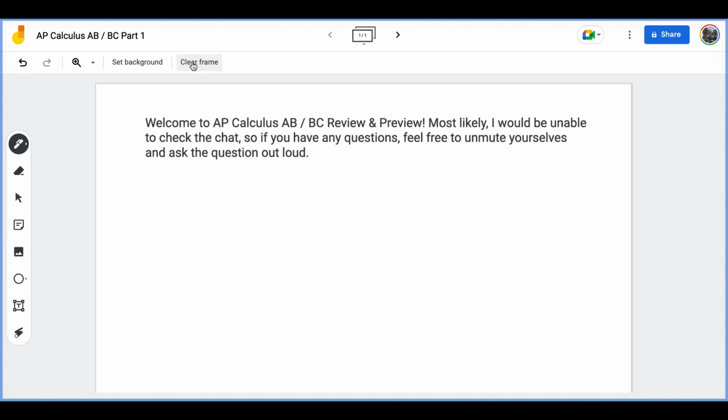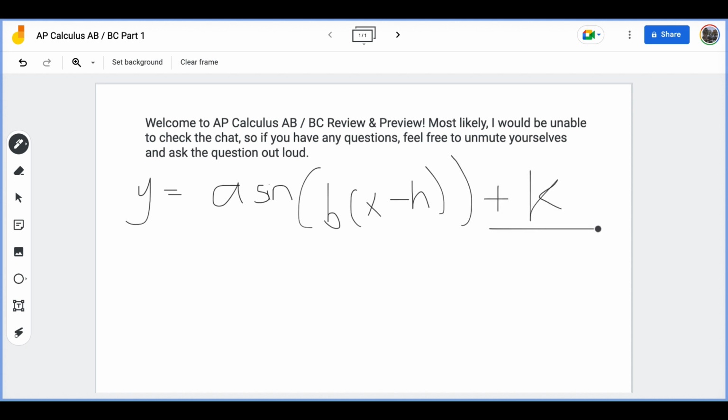And finally, trigonometric functions. The only thing I'm going to talk about here is the transformations of the graph. So we have y, or f of x, but y equals a times sine. I'm going to talk about sine, but it's applicable to cosine as well. B times x minus h plus k. First things first, k is the midline. So that's the sort of the central line where the midpoint between the maximum and the minimum lies.